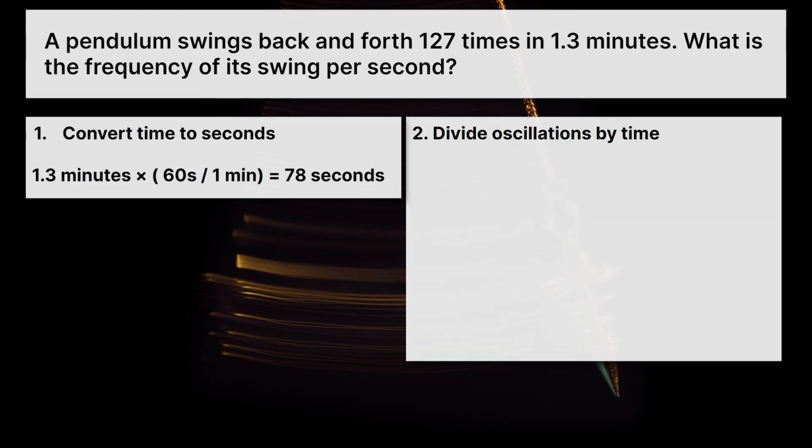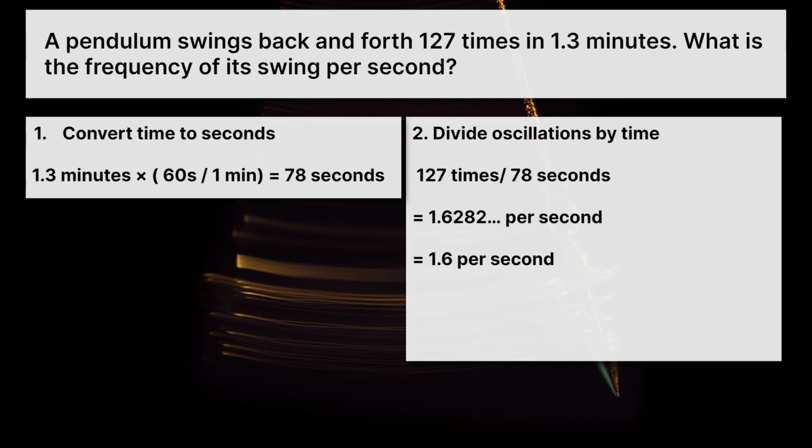So the total oscillations, 127. The total time, 78 seconds. And we get then 1.6282 per second. What does that mean? Well, it means that about 1.6 times every second, this pendulum swings. Let's round that to sig figs. There's 2 sig figs in 1.3 minutes, so we'll round this to 2 sig figs. Next up, just a unit we often use instead of per second is hertz, named after a famous scientist.